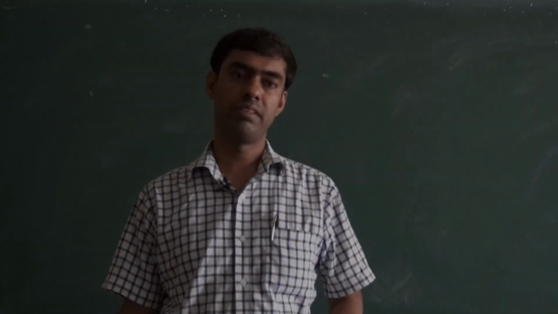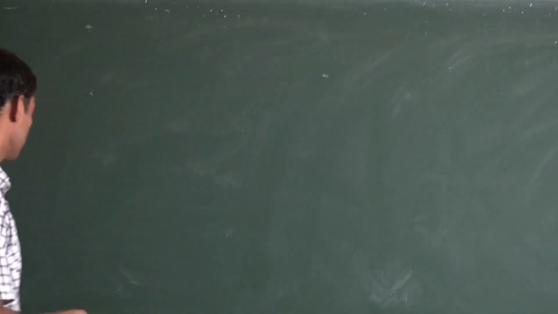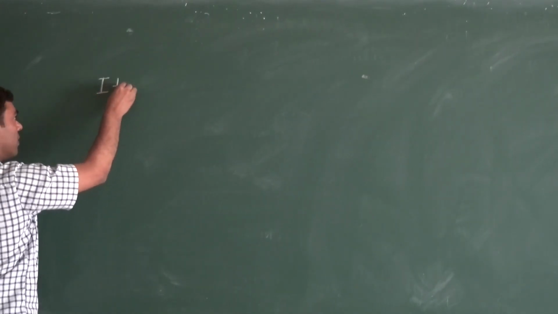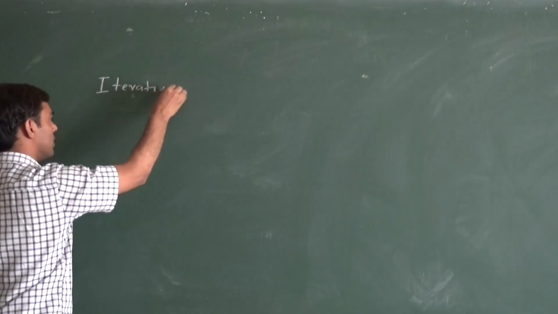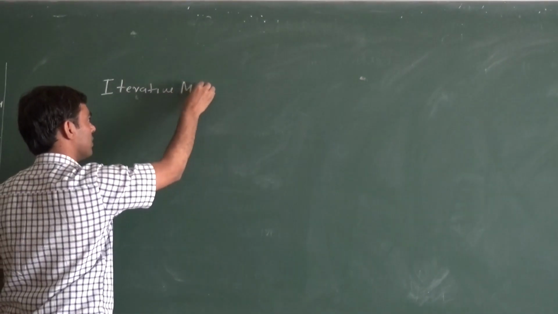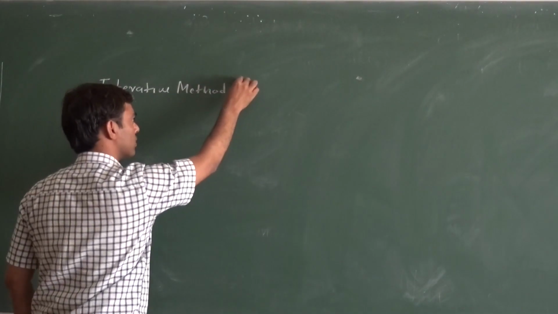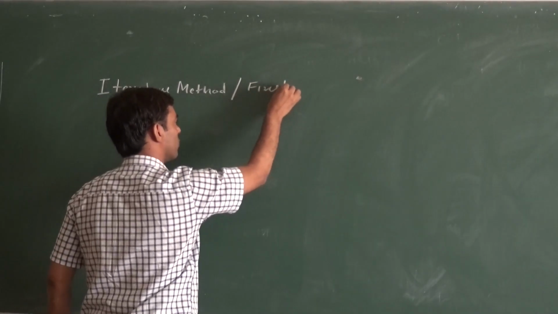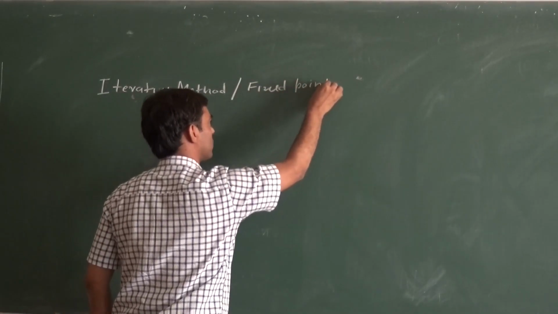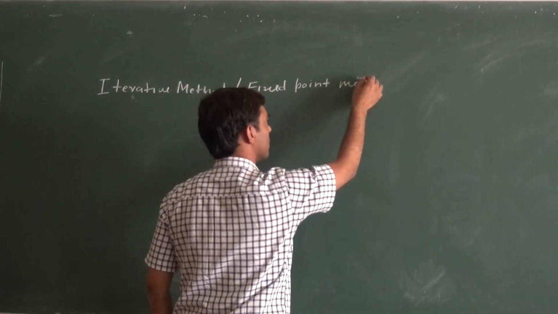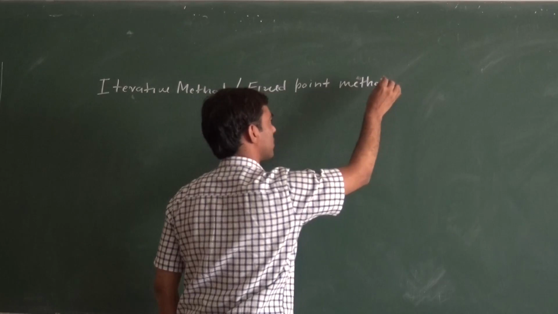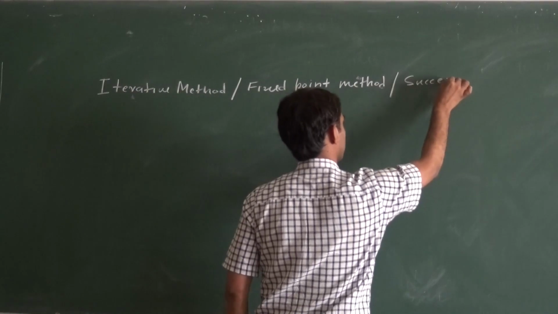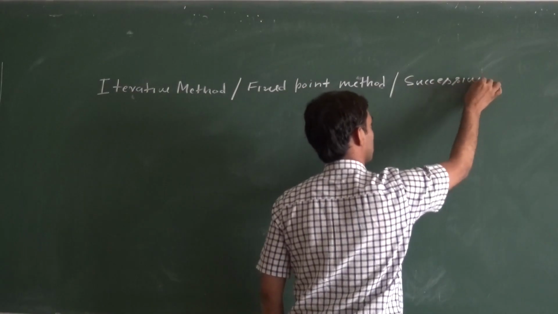We are going to learn the iterative method. Now, what is the iterative method? This one is also known as the fixed point method, and sometimes it is also known as the successive approximation method.